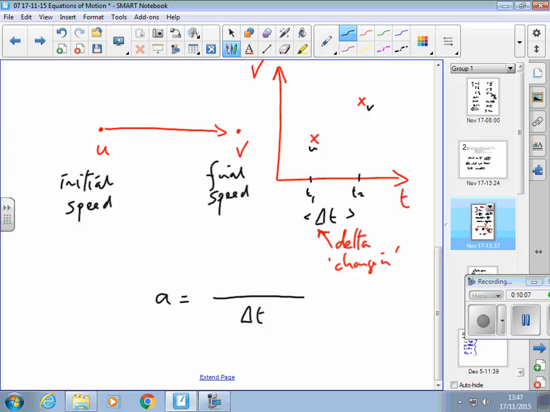Well, I want to know what the value is. Say u is 10 kilometres per hour and v is 20 kilometres per hour. What's the change? V minus u. So we have a formula for acceleration: V minus u over delta t. Change in speed over time. What time? The time for that change.